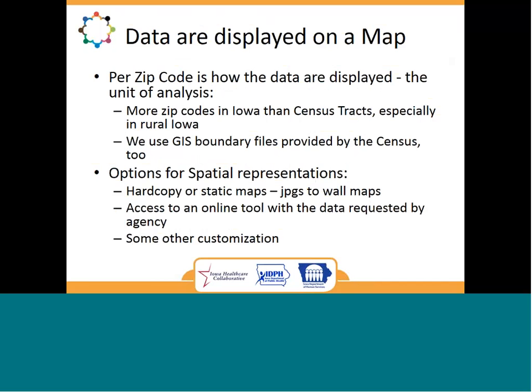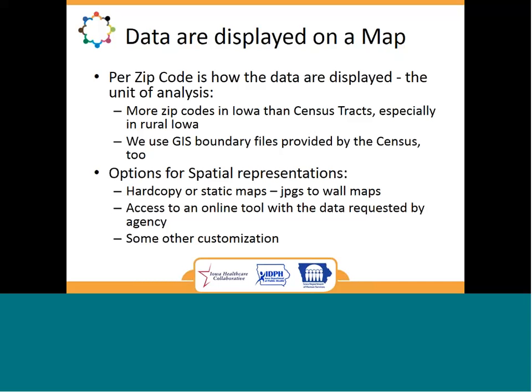We're talking about 937 zip codes, and it works especially well for rural areas that don't have as many census tracts as urban areas. We're also going to use the GIS boundaries from the census so that we know we have reliable boundaries. We perform all these spatial representations or analysis, and we're able to provide you a number of different outputs.